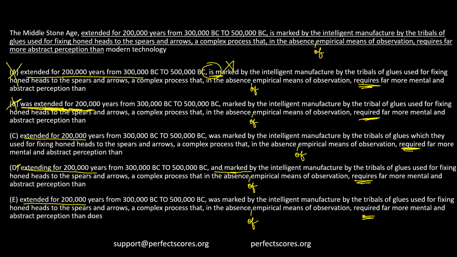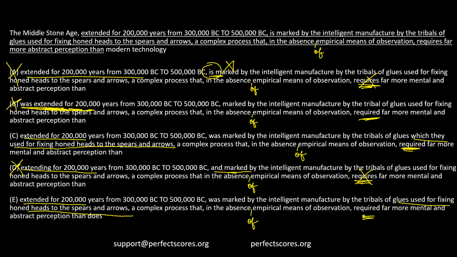So you can't use requires. And that is why option D is eliminated, and you can't use requires here. So it has to be required. So it's C versus E now. Now let's look at the differences one by one. Extended for years, so this is same. Was marked by the intelligent manufacturer by the tribals of glues. Now this is the difference. Which they used for fixing the heads versus glues used for fixing heads.